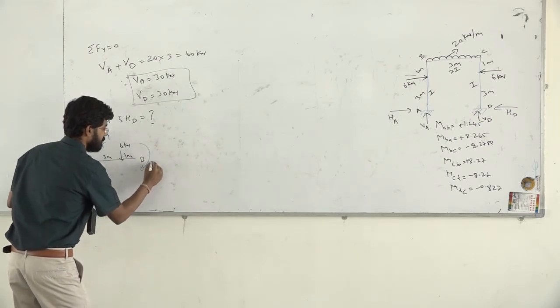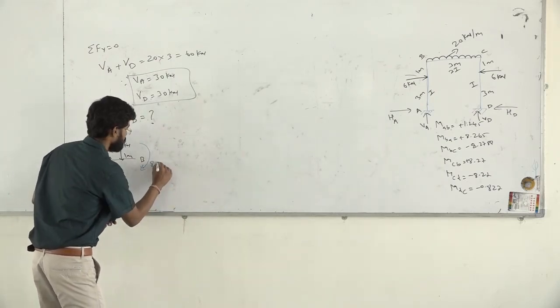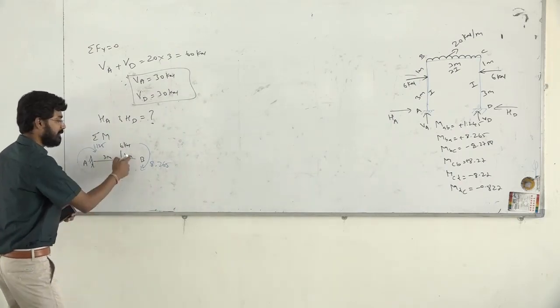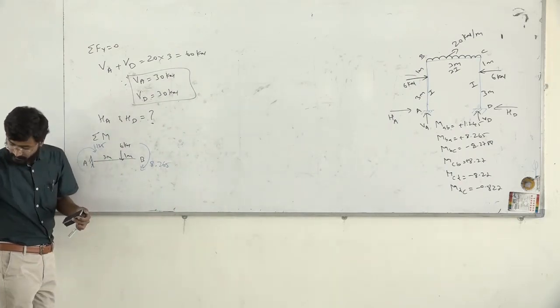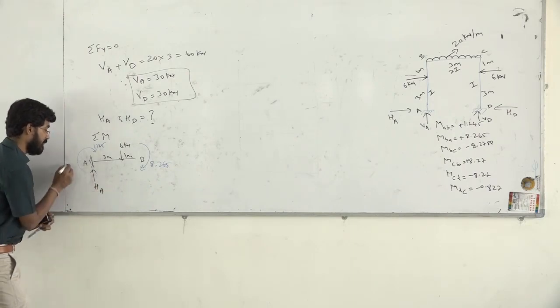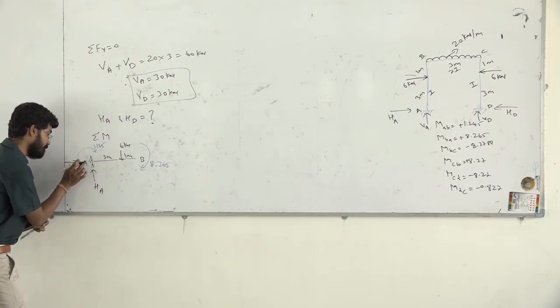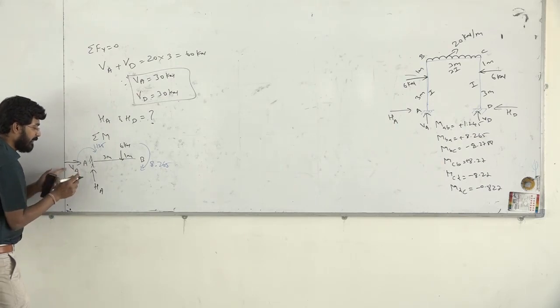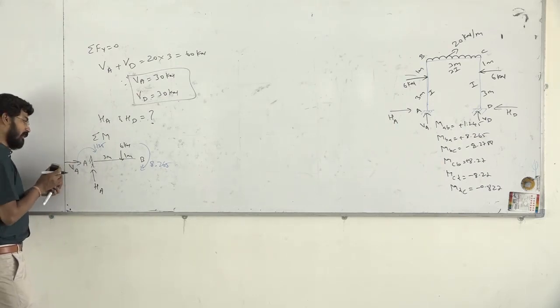This will be acting like this. This is 8.265. Now this is our moment. Now here if you see, we have to calculate our HA. So here I will get it as my HA. Here I already had my VA. This is my VA, but VA already we have calculated.